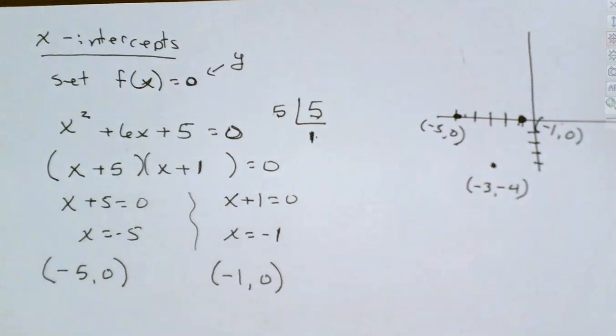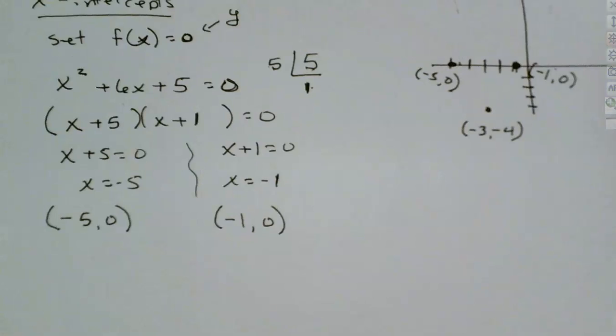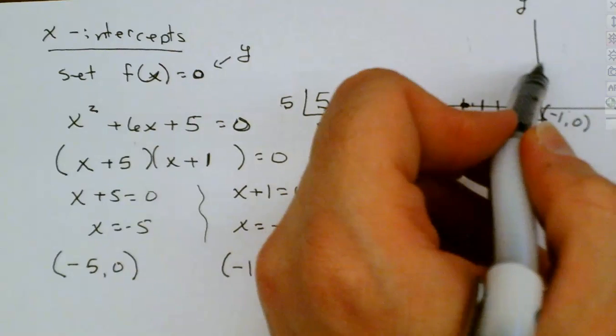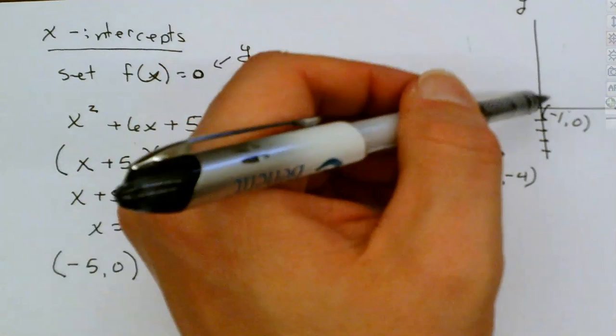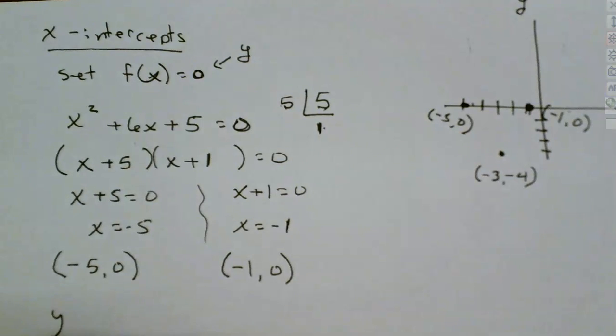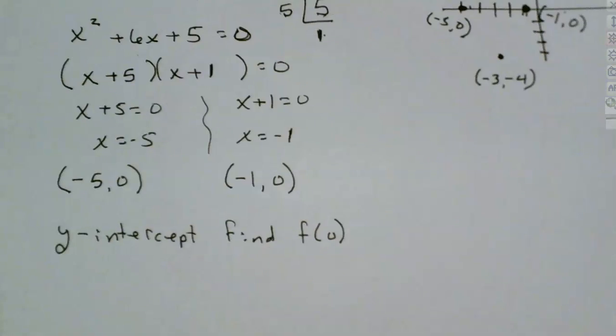Now, what about the y-intercept? How do we get the y-intercept? Right, y-intercept is where it touches the y-axis. So that's going to be somewhere up in here. We don't know where, but if we were to use a curve, it would touch somewhere in here. How do we find that? Well, for the y-intercept, we need to find f of 0. So we're going to be plugging in 0 into our function.